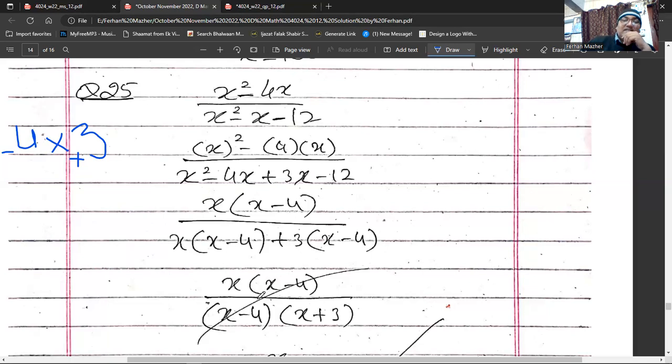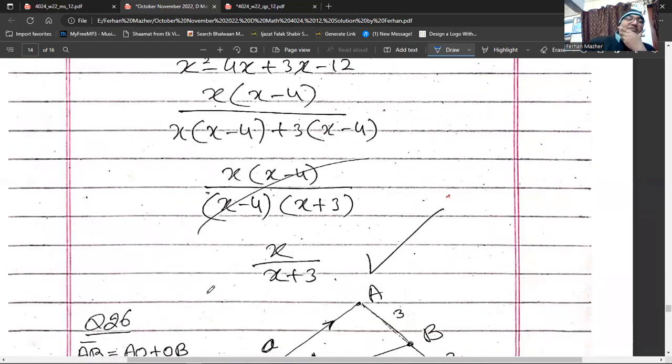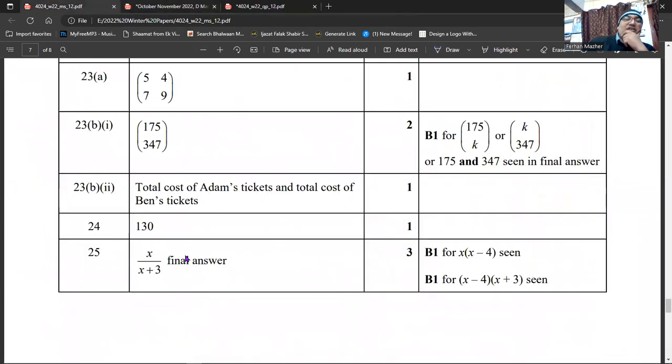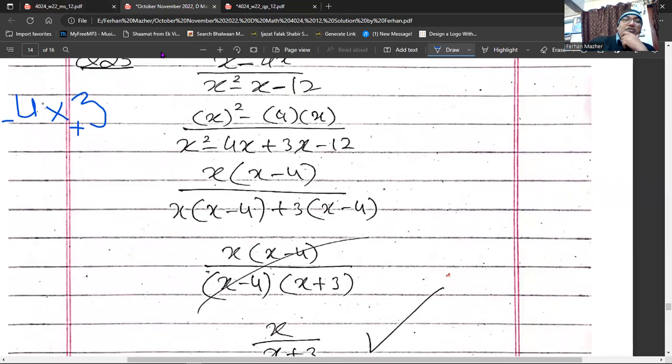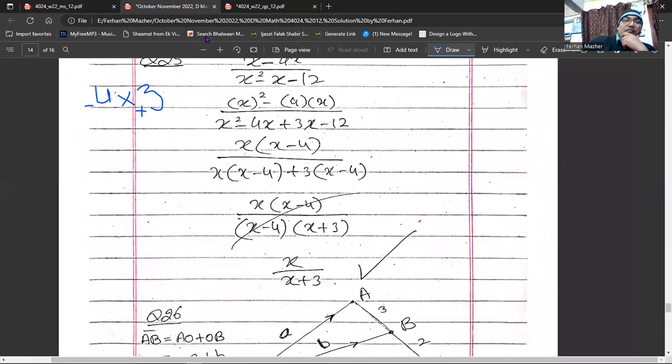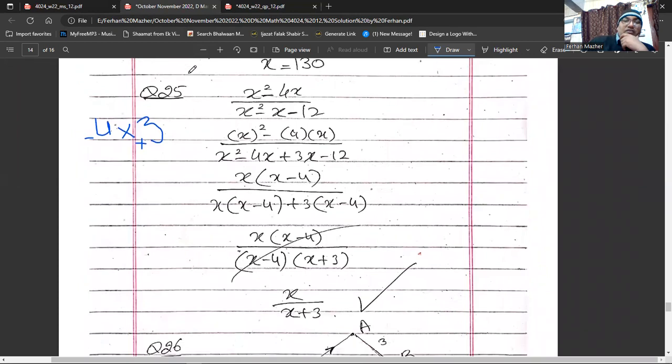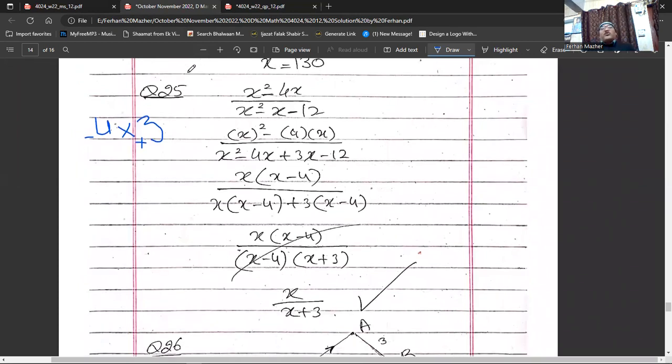Now you can see this and this can be cancelled. They are exactly the same, so they will be cancelled. So you will have x divided by x plus 3. X divided by x plus 3 is the right answer. So let me show you the whole solution. Okay, so for question number 25, the solution is showing up on your screen. You can pause the video and take your time with this question.